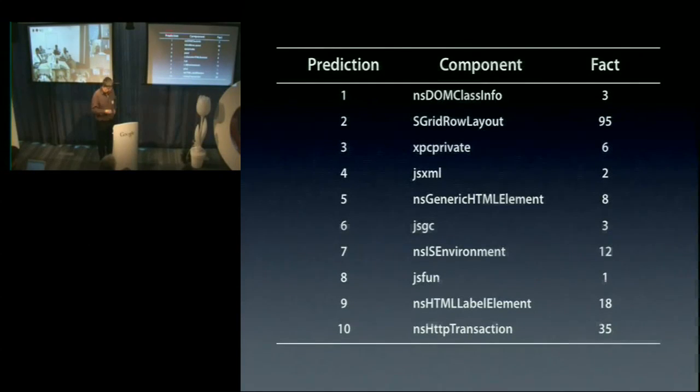And if you look at the actual fact in here, this is the real number of security violations. You can see that we were actually pretty good, because 1, 2, 3, we actually found 6 of the 10 components with the most security fixes in there. So our prediction was pretty accurate.